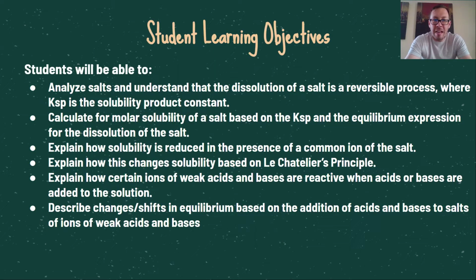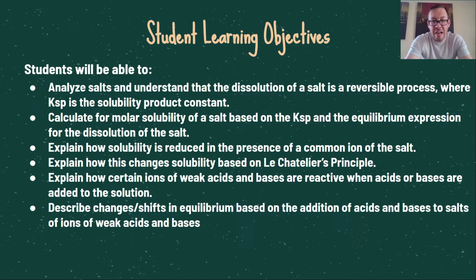So today we're going to be able to analyze salts and understand that the dissolution of a salt is a reversible process where KSP is the solubility product constant. Calculate the molar solubility of a salt based on the KSP and the equilibrium expression for the dissolution of a salt. Explain how solubility is reduced in the presence of a common ion of the salt. Explain how this changes solubility based on Le Chatelier's principle.